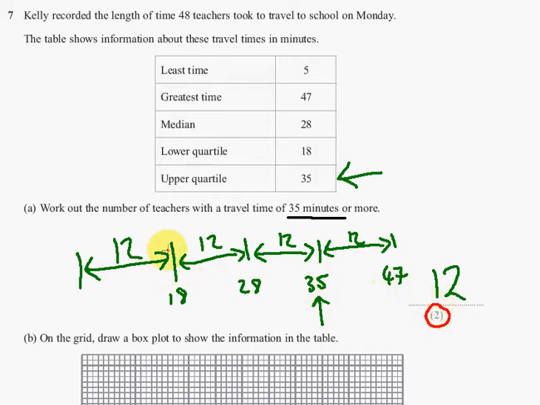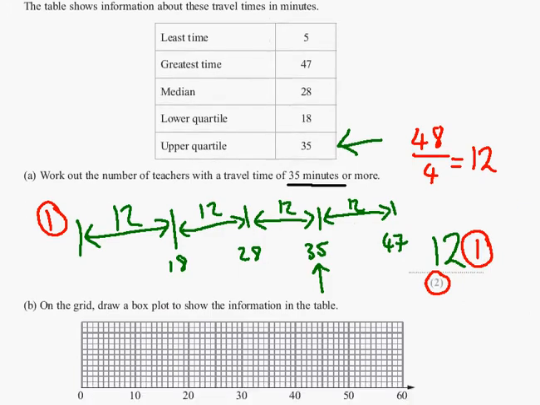The first mark is a method mark for working out 1/4 of the teachers, which is 12. You could have also shown this by doing 48 teachers divided by 4, which gives us 12 as well. That gives us 1/4 of those teachers. And the second mark comes from the answer of 12. Okay, and that's it for part A.